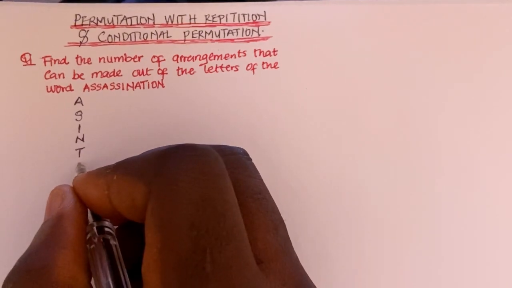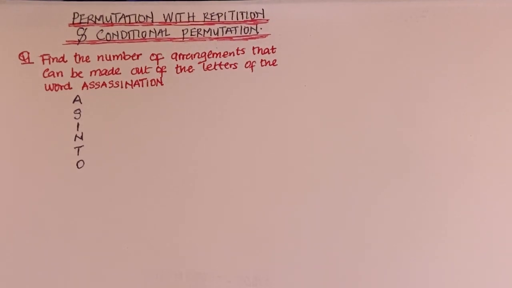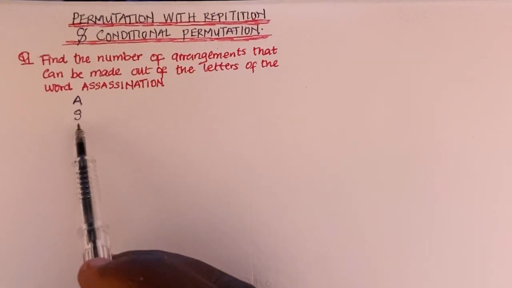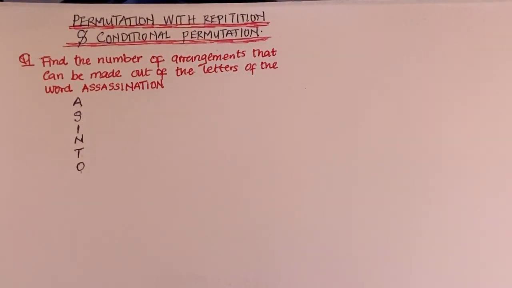At the same time, we have O as a letter, right? So if you look at this very well, we have 1, 2, 3, 4, 5, 6 letters that come together to form the word assassination. But some of these 6 letters are repeated. So this permutation question is a repetition question, because there are some letters that are repeated in the word assassination.